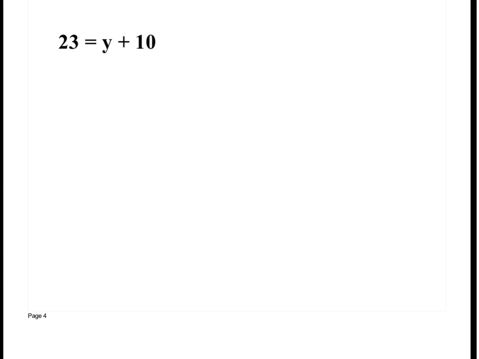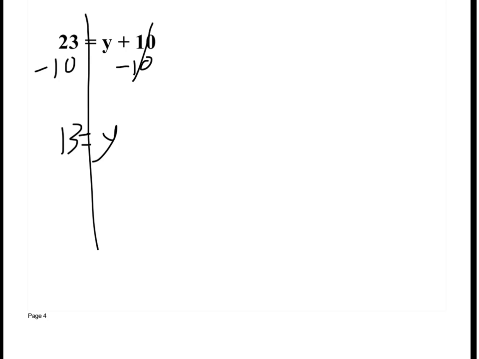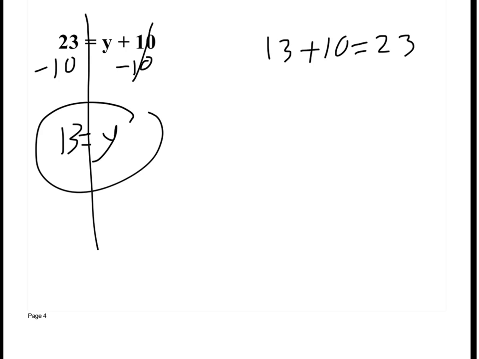All right, write this down. Now we're going to be doing the other opposite. Instead of adding, we're going to be subtracting. We have y plus 10. Okay, so how do I get y by itself? I subtract 10. Okay, I do the opposite. Okay, what is 23 minus 10? 13. So I have 13 is equal to y. Am I done? No, I got to show my work. What is 13 plus 10? So what does y got to be? 13.